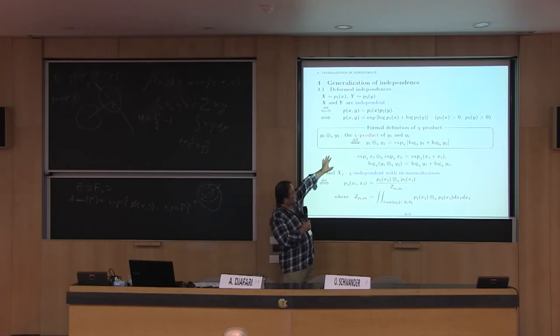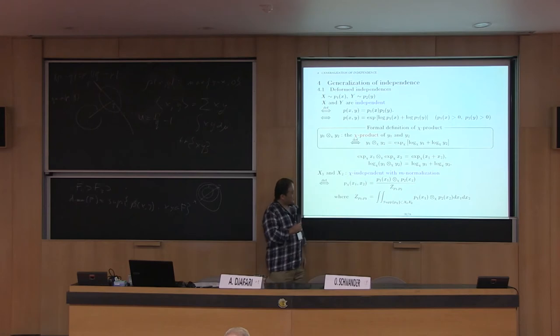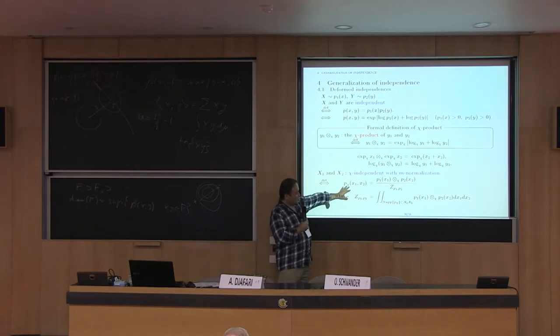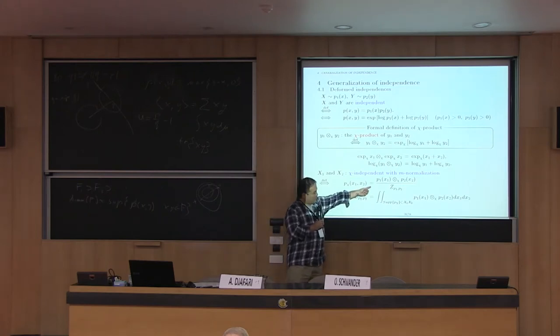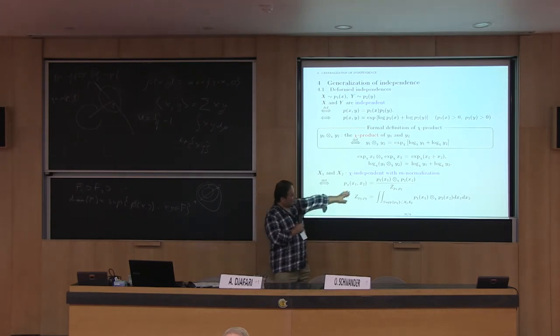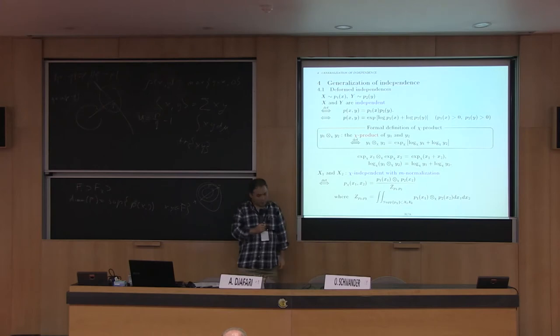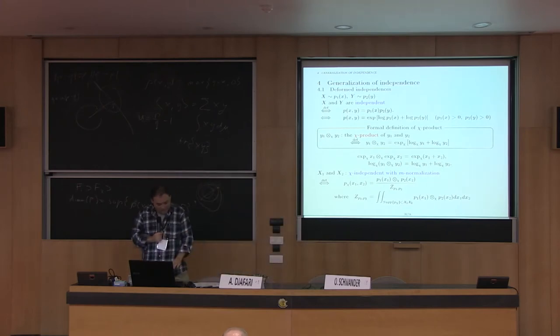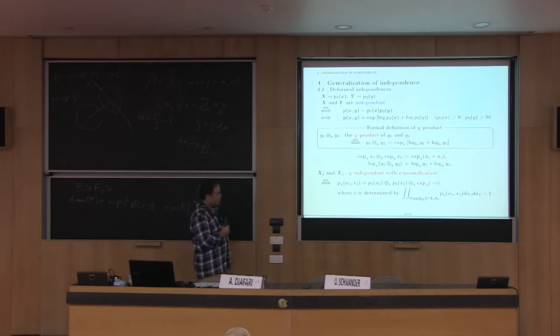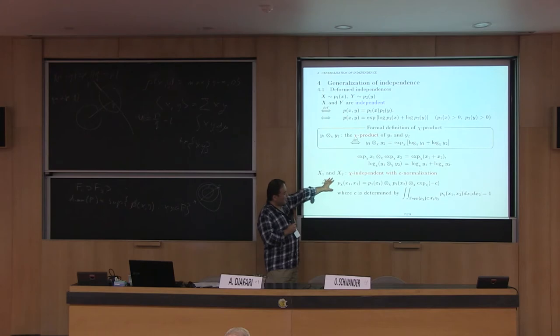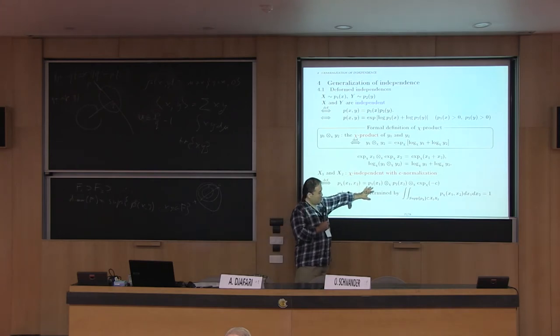So we generalize this relation using deformed logarithm and deformed exponential function. Two random variables are chi independent with M normalization if the joint probability distribution satisfies this property. But I think this normalization is not good. Two random variables are chi independent with exponential normalization if the joint probability can be written in this form.